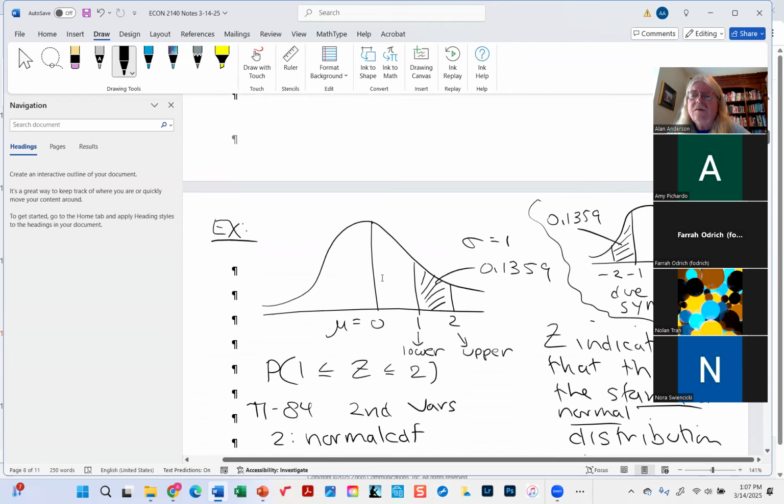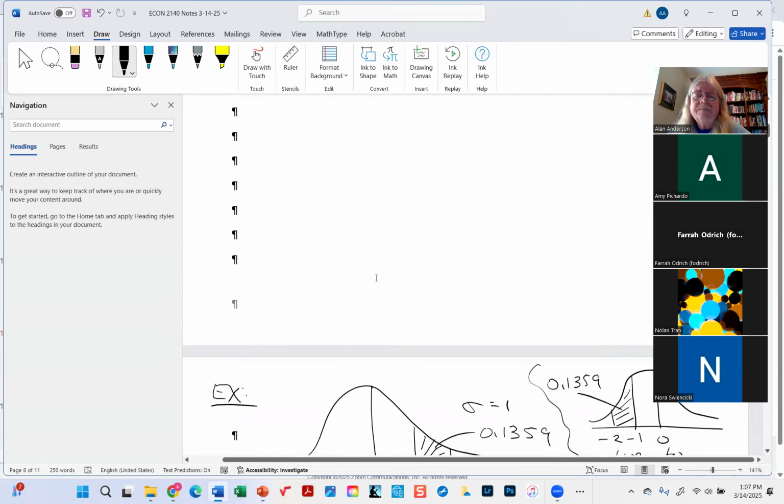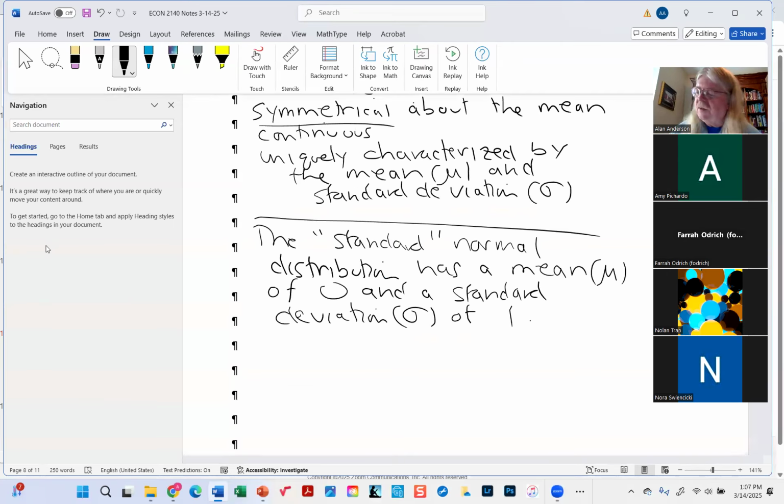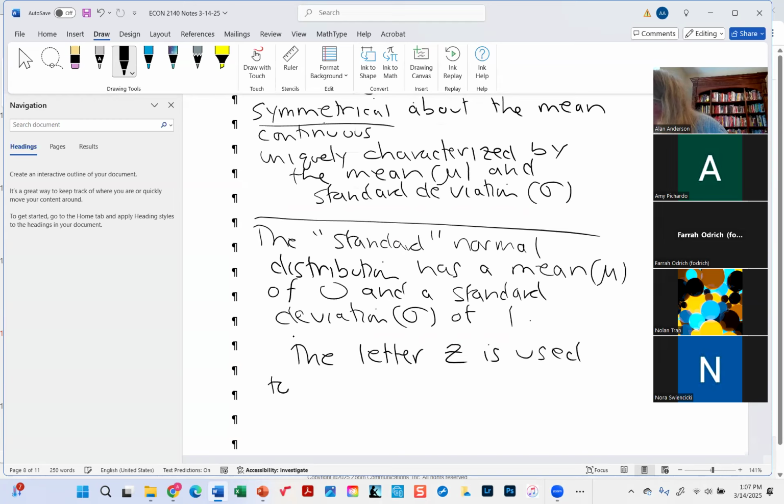All right, with all that being said, we're going to review how to calculate probabilities under the normal curve. Oh, you know what else I forgot to mention up here? With the standard normal, the letter Z is used to represent the standard normal distribution.